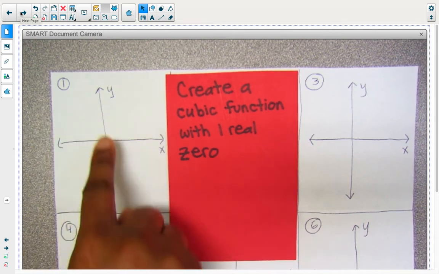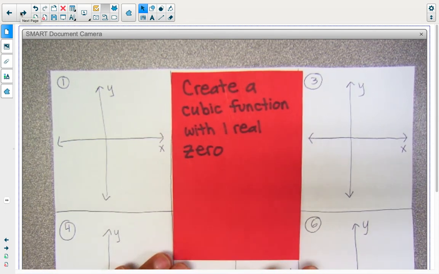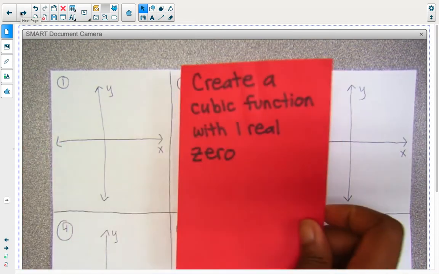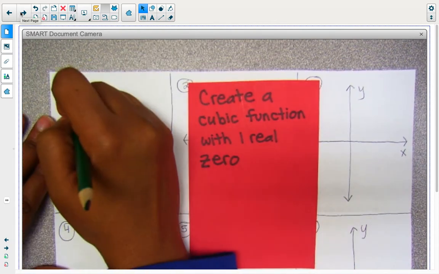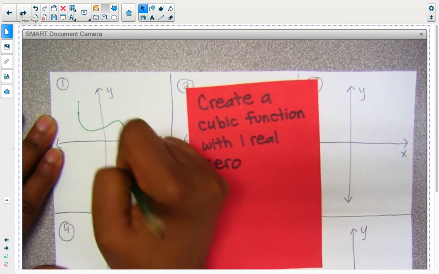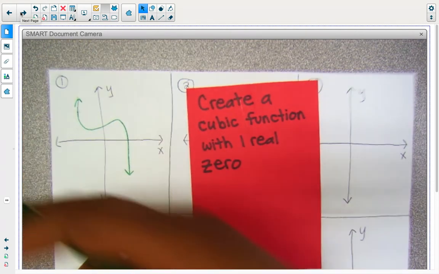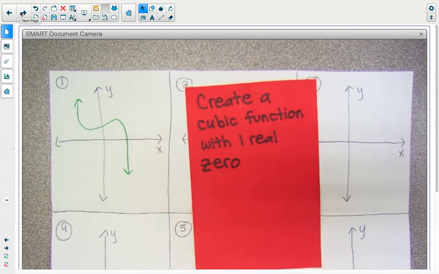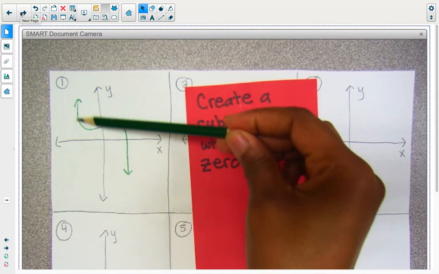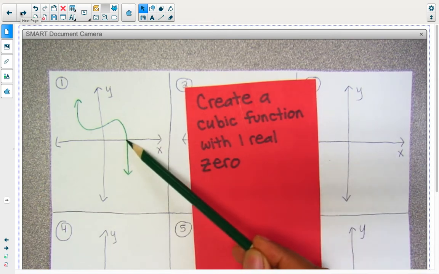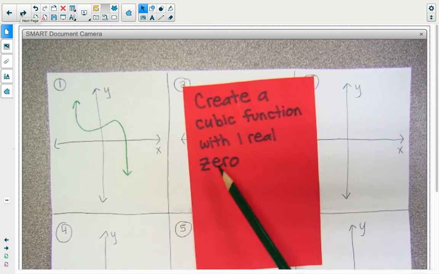So when I come over here, there's going to be a whole lot of different options that I can do, as long as it's cubic and it has one real zero. For no particular reason, I'm going to graph one that looks like this. This is not the only one that's possible. This is just the first one that came to my mind. It's cubic because it goes 1, 2, 3, and it crosses the x-axis in one spot. So that's one real zero.